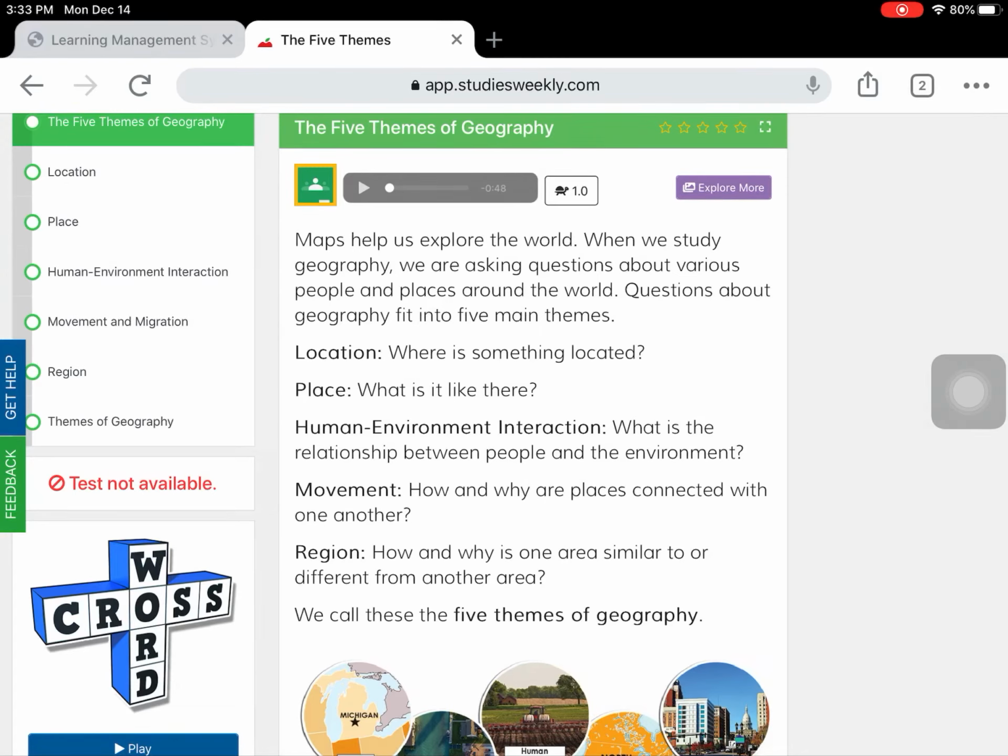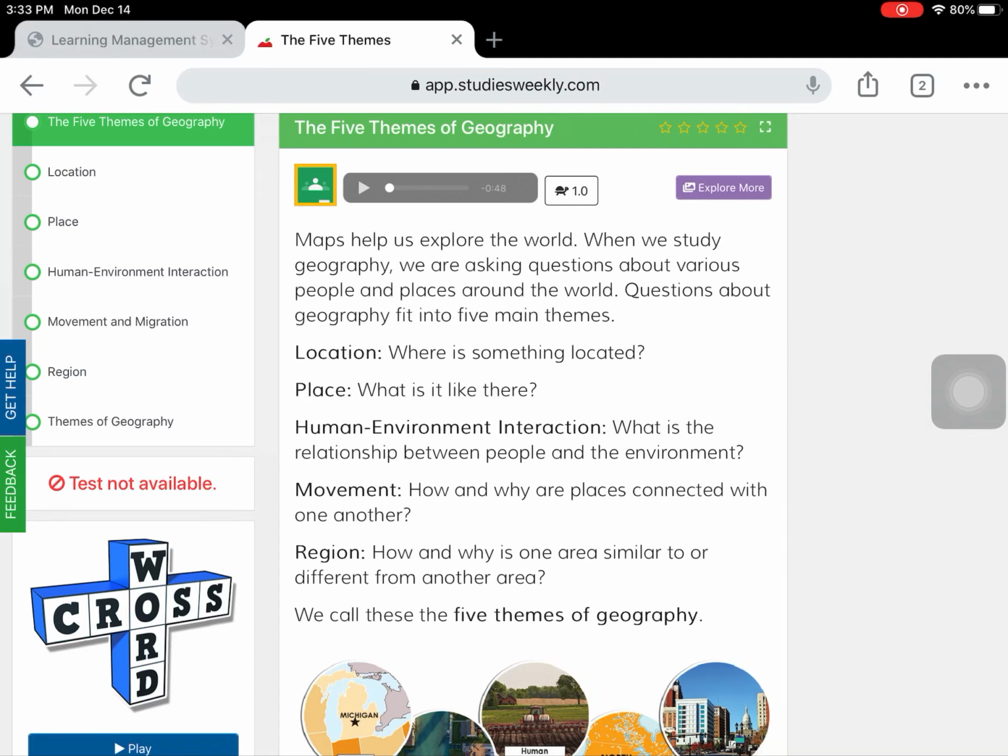Hi everyone, I want to talk about the 5 themes of geography today, and then we're going to dig a little deeper into one of those themes, which is location. So I'm going to go ahead and start by reading our passage here from Studies Weekly.